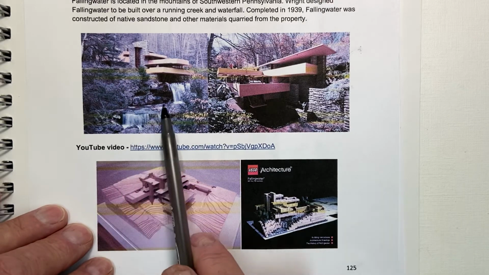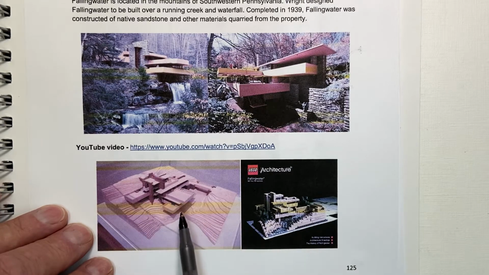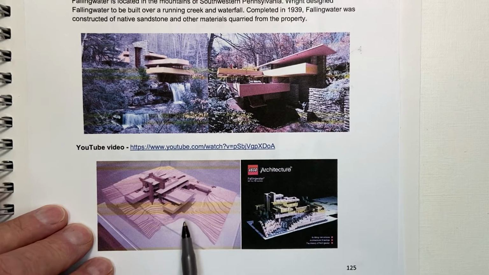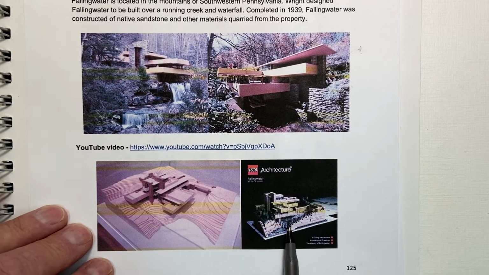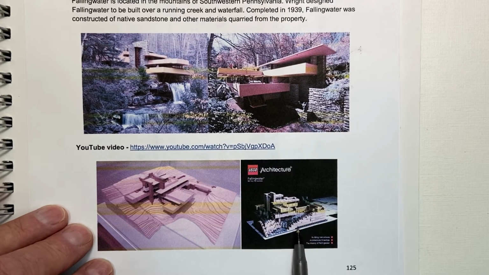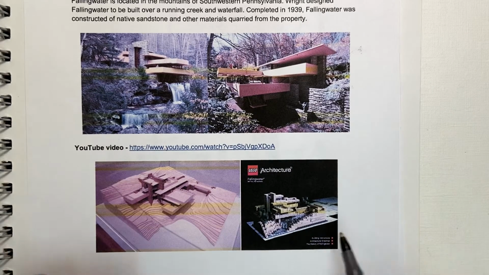It was set right next to a creek and an actual waterfall. So it's a very, very unique house. It's probably one of the most photographed houses in America. And so you've got these topography maps. Here's the model. And I thought it was interesting because it's such a famous piece of architecture that even Lego put together a Lego build product that you can buy.